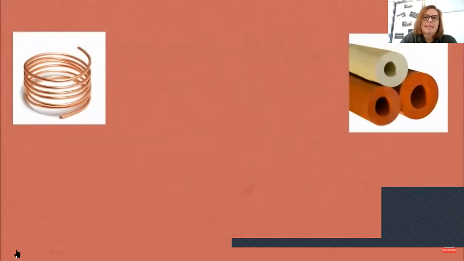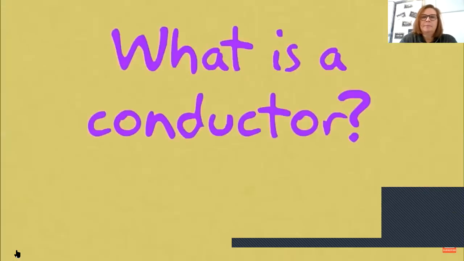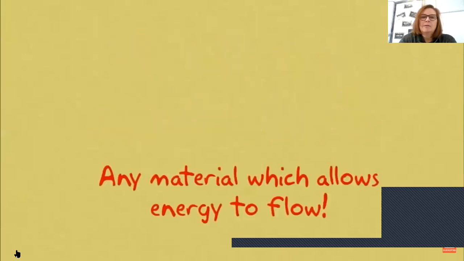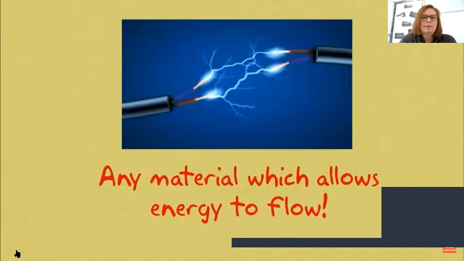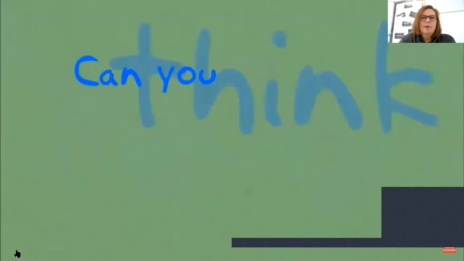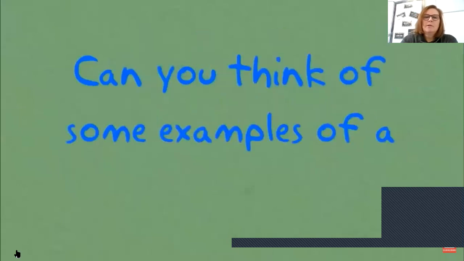So now we're talking about materials. What makes a good conductor? A conductor is any material that allows energy to flow. So we're talking about heat, we're talking about electricity. What are some examples of a good conductor?